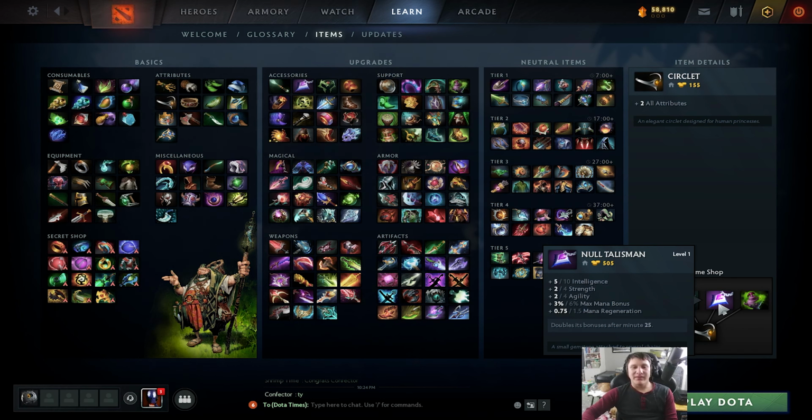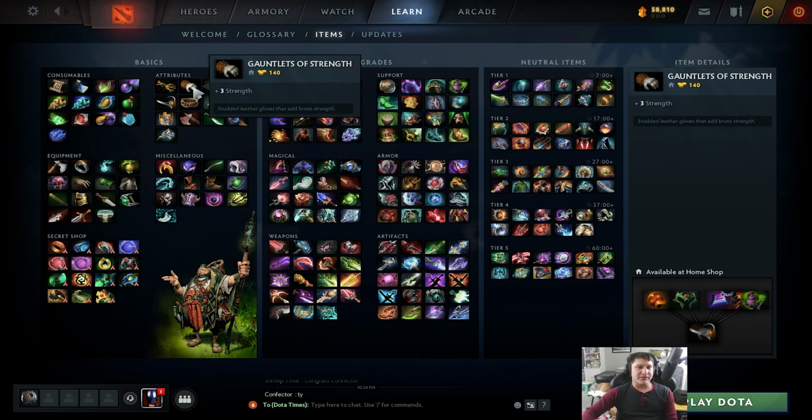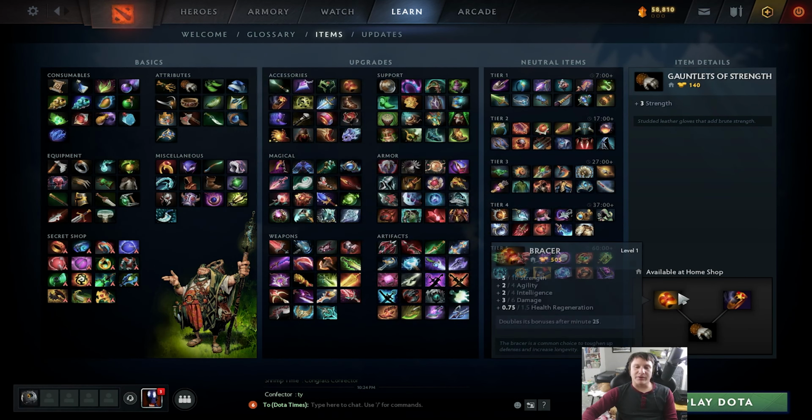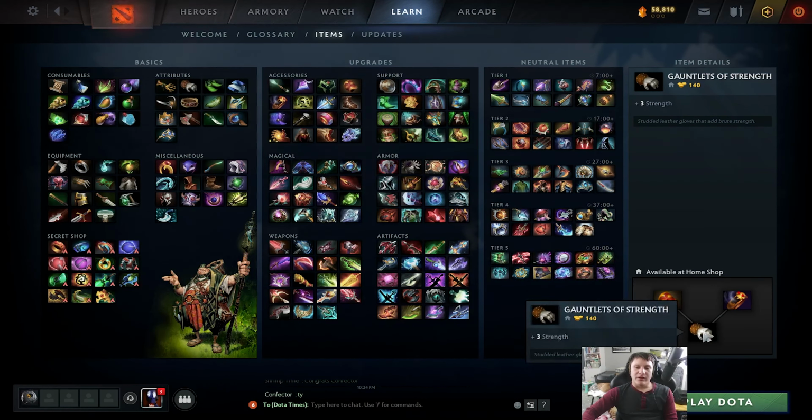Alrighty. Now we're going to look at the other side of these. So the Bracer is made with Gauntlet of Strength. The Slippers build into the Wraith Band. And the Mantle of Intelligence builds into the Null Talisman.